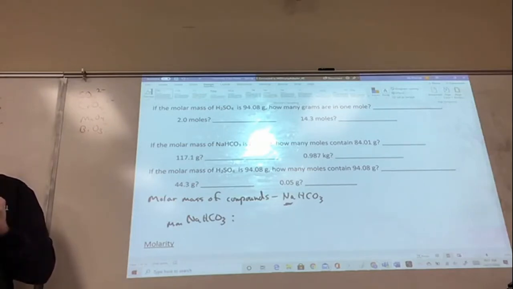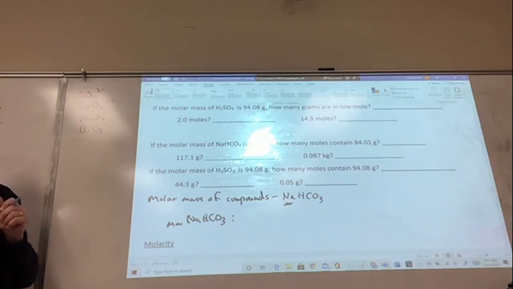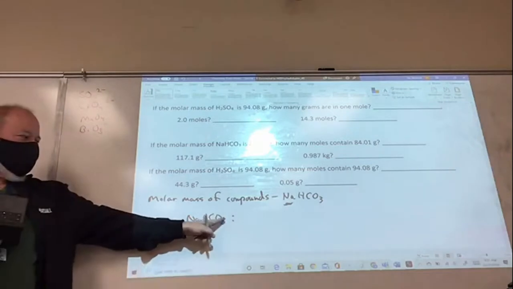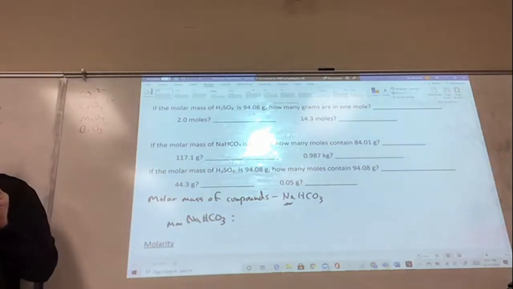Take it apart. Take it apart? Like, would you just add the molar mass of all the elements? Uh-huh. Except what am I going to do with the O3? Do it three times. I'm going to have to multiply that times three. So here's what I want you to do with these kinds of things.